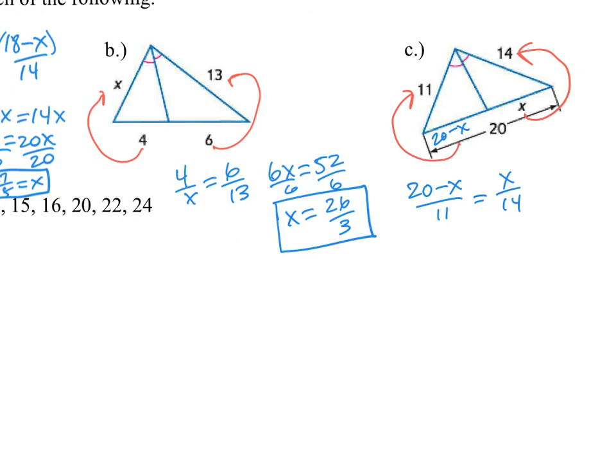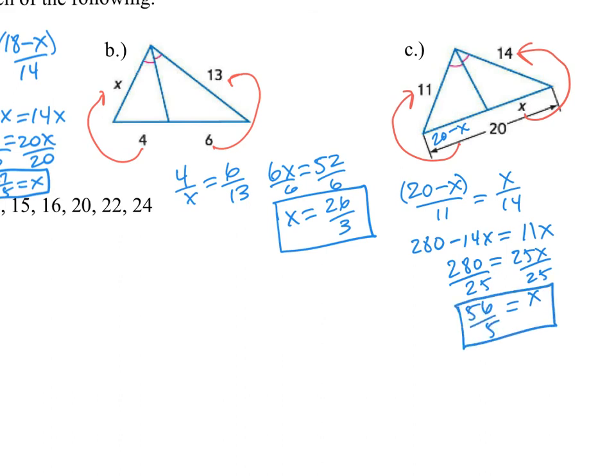All right, and then we'll cross multiply. Let's put parentheses around this binomial so we remember to distribute. When we cross multiply, 14 times 20 is 280, and then minus 14x is equal to 11x. I'm going to add 14x to both sides and get 280 equals 25x. Then we'll divide both sides by 25, and there's a common factor of 5, so that reduces to 56 over 5. The direction said to find x, so at that point we're done.